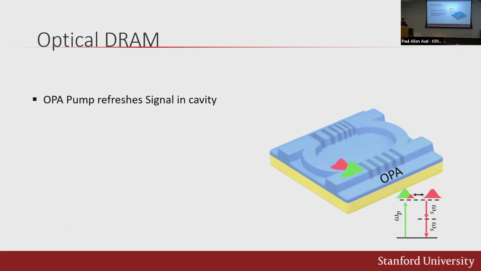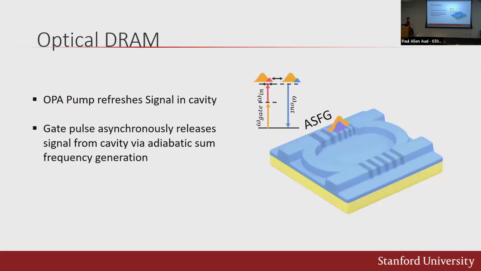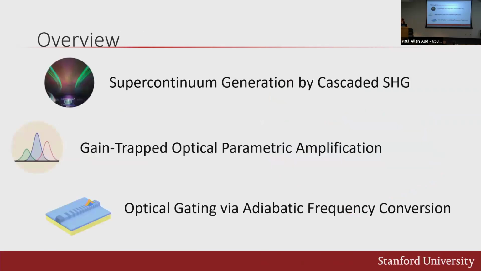In addition, there's another nonlinear stage, which can flip the frequency of the pulse in the cavity, so I can shift it from, say, the telecom to the visible. That allows me to bypass a dichroic coupler right here, effectively switching the pulses in and out of the cavity. These nonlinear processes are what inspire the processes I'm going to talk about today. First, I'm going to tell you about supercontinuum generation through cascaded second harmonic generation.